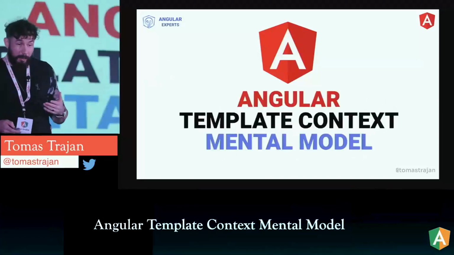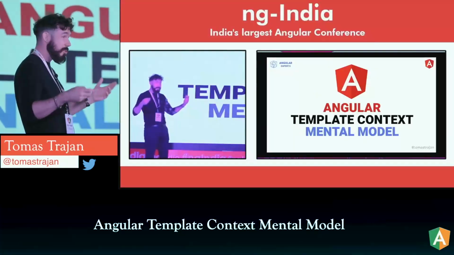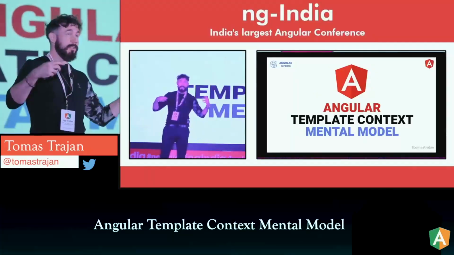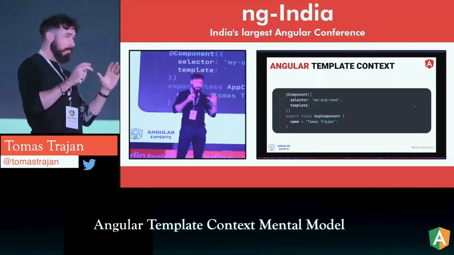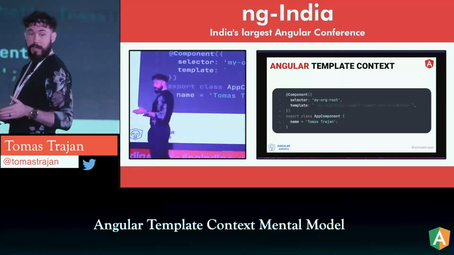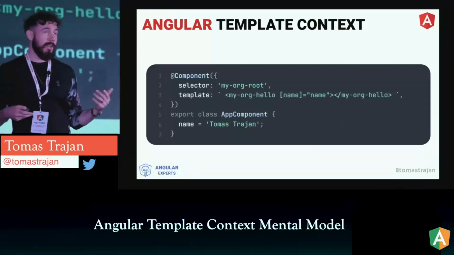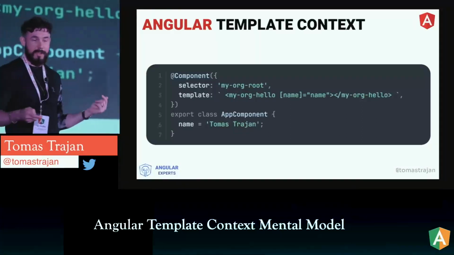And this is why it's very important to build that strong Angular template context mental model, which will allow us to provide that setup in the best possible way. So let's start with the most basic example. We have one component, the application component, and in the template of that component, we want to render another component. Great, so that's a declarable. We know we need some setup.